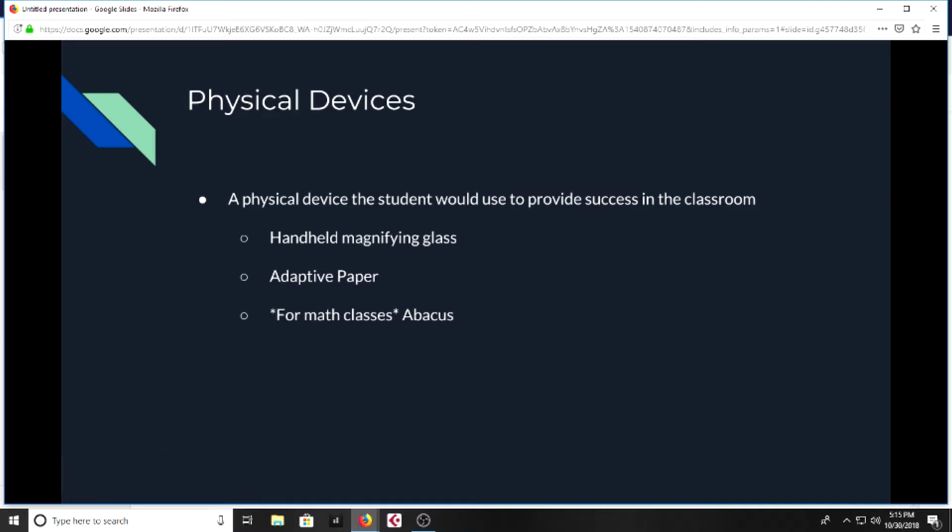For physical devices, it's basically going to be any sort of device that the student can hold or that will show something a lot easier for that student to look at. Just a few examples of this is that there's magnifying glasses that the student can hold, so they can put it up to a book or they can put it up to their notes. That way they can see what they're putting down a lot easier.